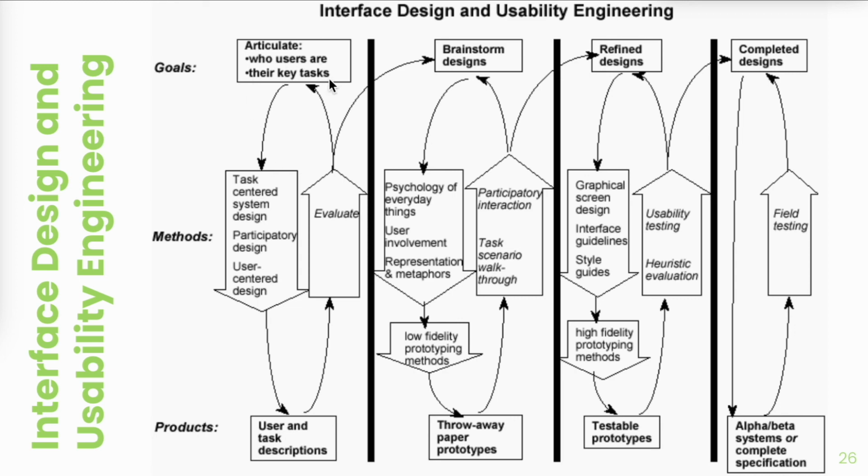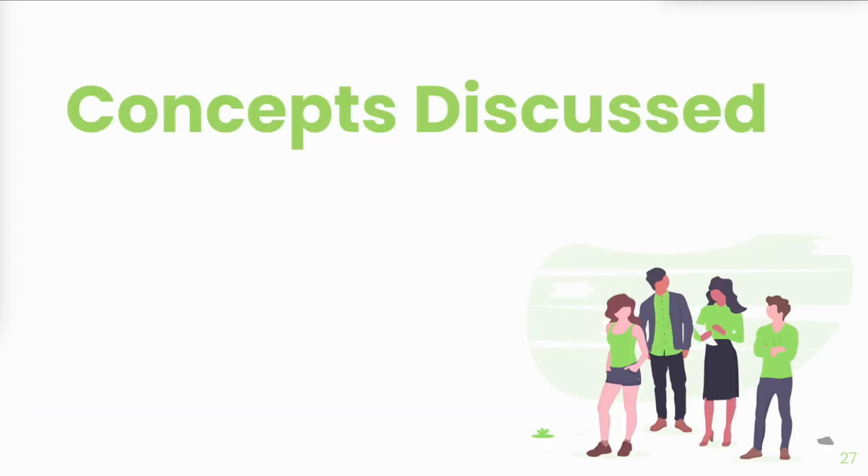Basically, there are 4 goals: articulate who the users are and their key tasks, to brainstorm the design, to have refined designs, and to have completed designs. So to do that, you would have to apply several methods. And then these are the products that you will produce as you use these methods. So for the products under this goal, you have the user and the task descriptions. For the brainstorm design, you have throwaway paper prototypes. For the refined designs, you have a testable prototype. And for the completed design, you have the alpha, beta systems, or complete specifications.